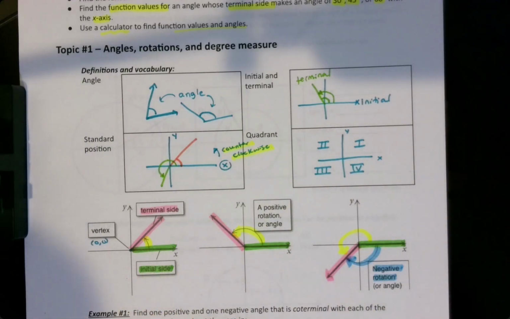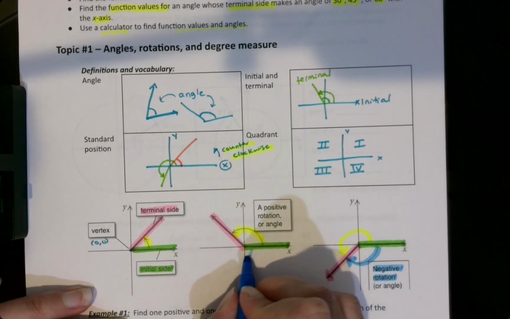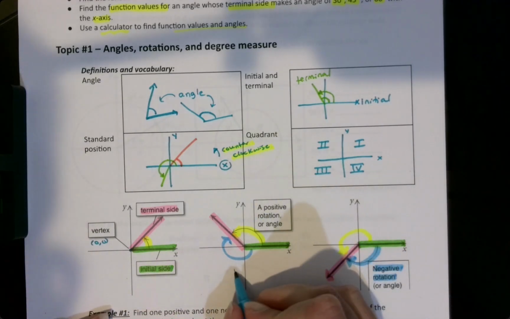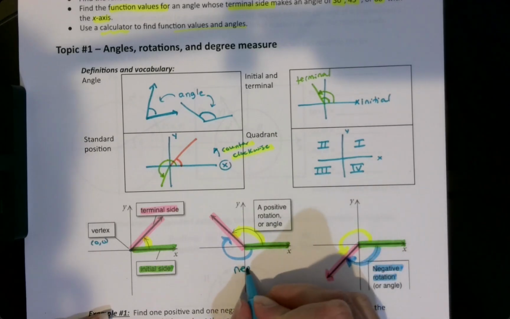Okay, so every terminal side has both a positive and negative rotation. This one right here would have a negative rotation back over in this direction. So there are going to be multiple ways to express the same angle. We can talk about the positive rotation or the negative rotation.